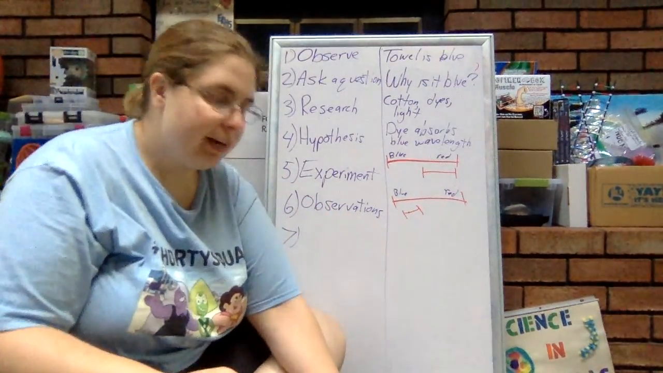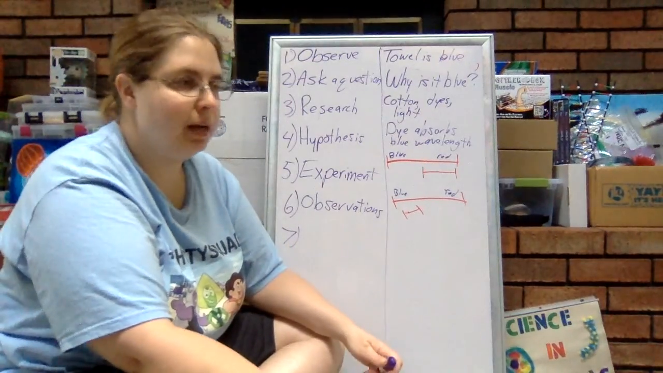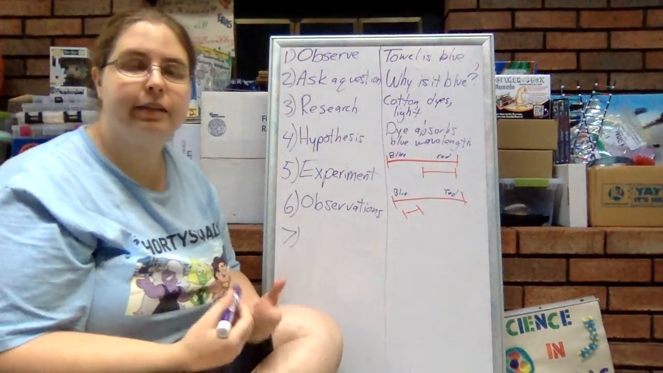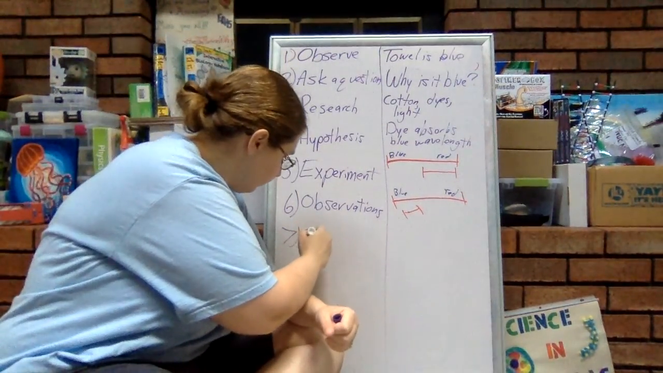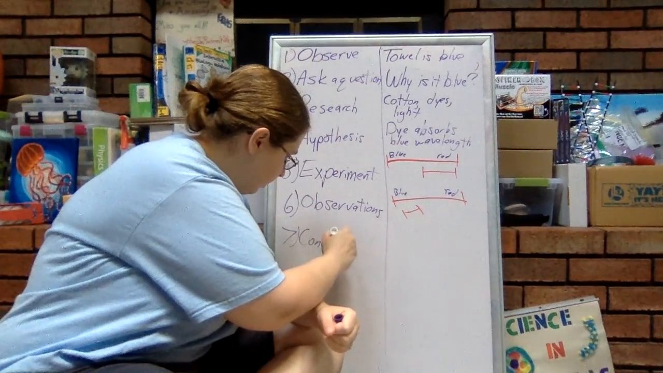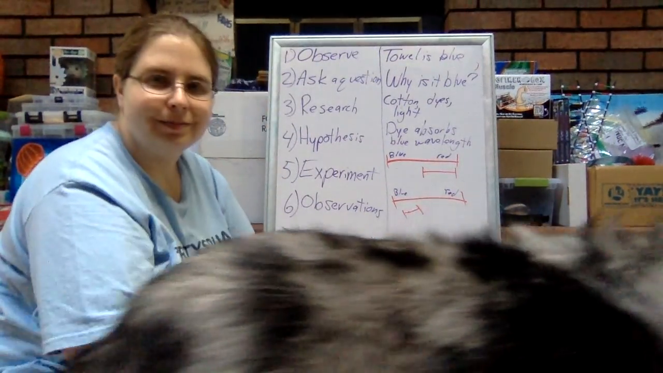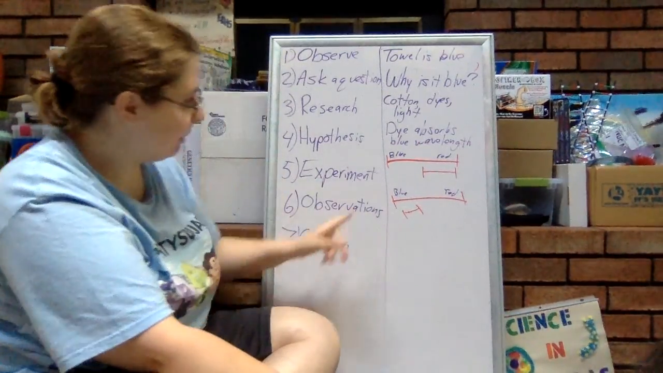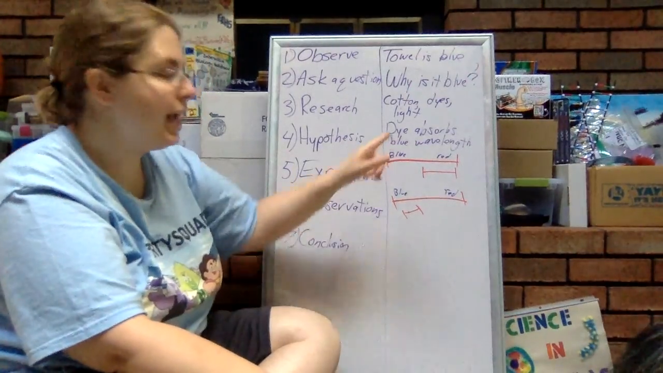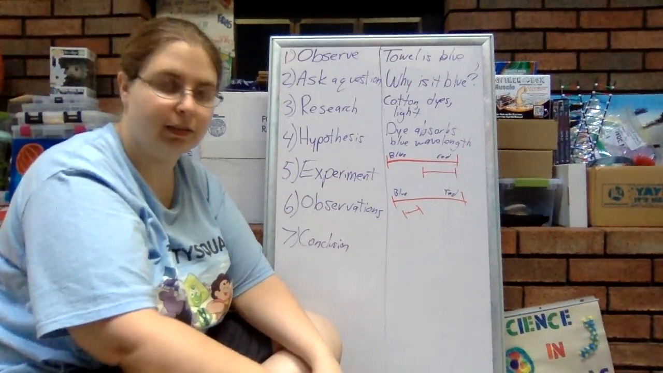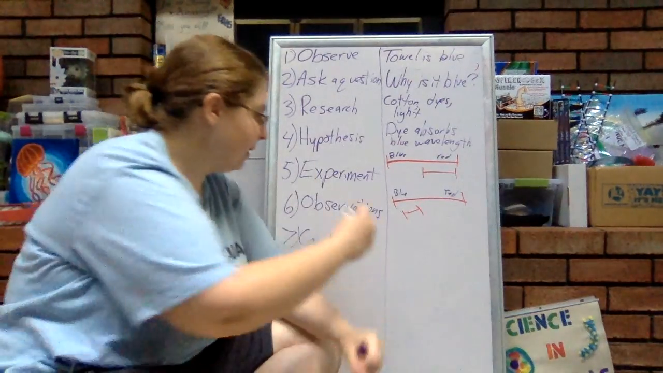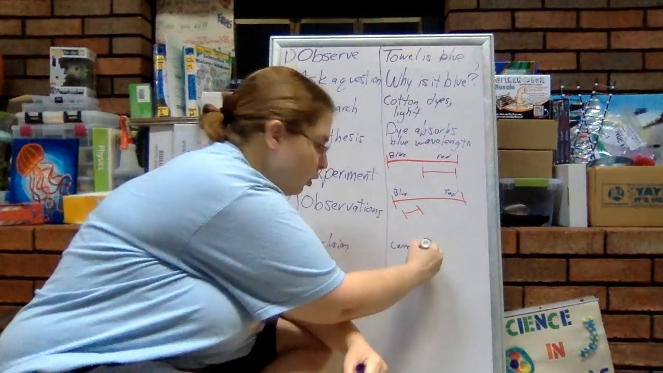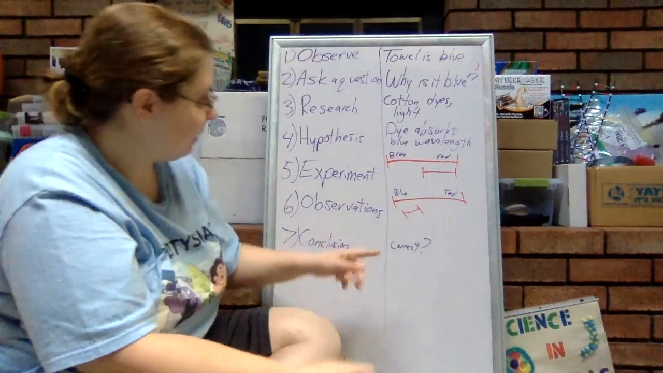Well, now that I've collected my data, I've made my observations based on the experiment, I can now analyze it and use it to draw a conclusion. So, according to my data, my hypothesis was wrong. So that's part of your conclusion. Was your hypothesis correct? Or was it incorrect? My hypothesis was incorrect.